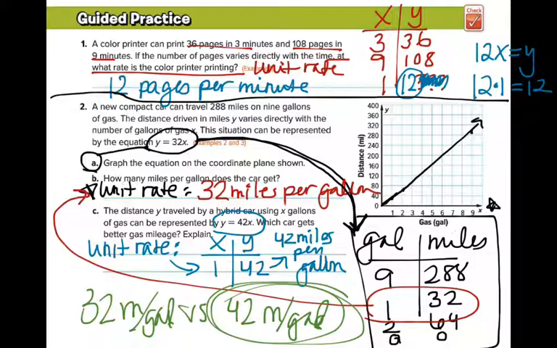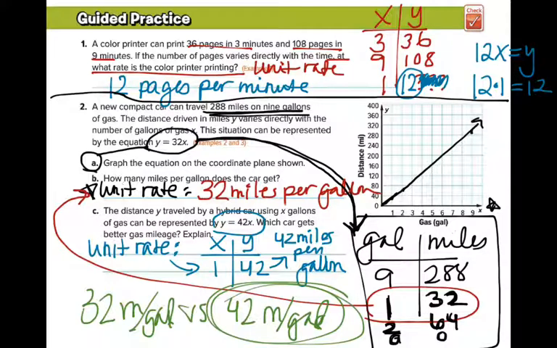I used the 288 miles on 9 gallons in my table, and then I started just picking numbers for x. So I picked a 1 for the x, and when I inserted a 1, I got 32 for the y. So I substitute a 1 into the x, 32 times 1 is 32. Then I substituted a 2 into the x, 32 times 2 is 64.